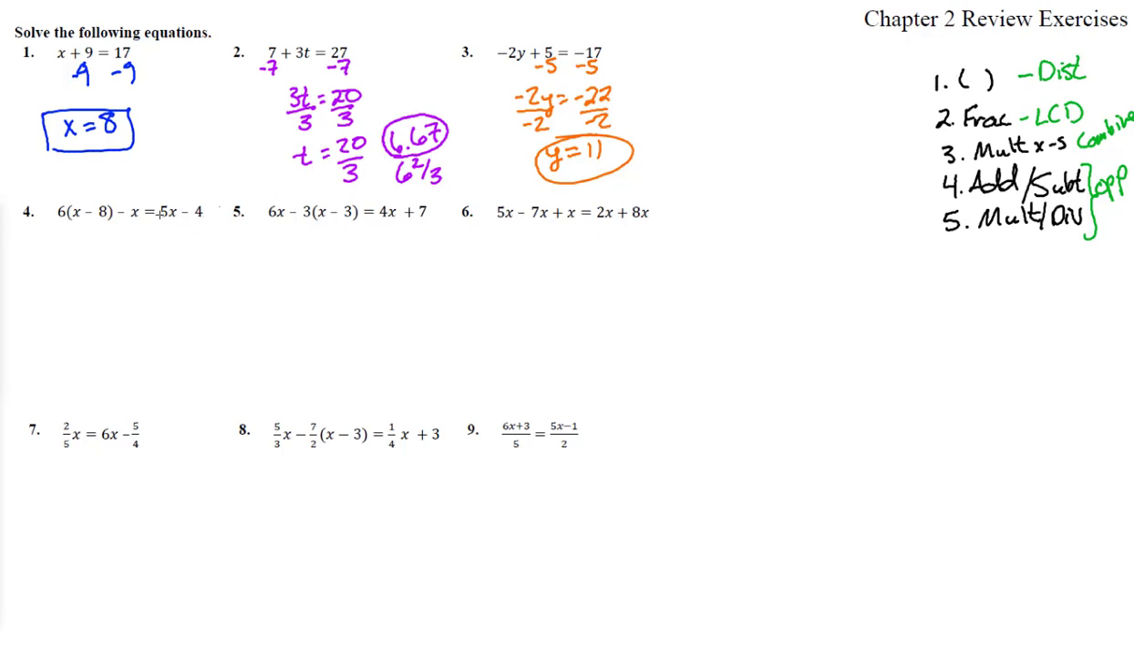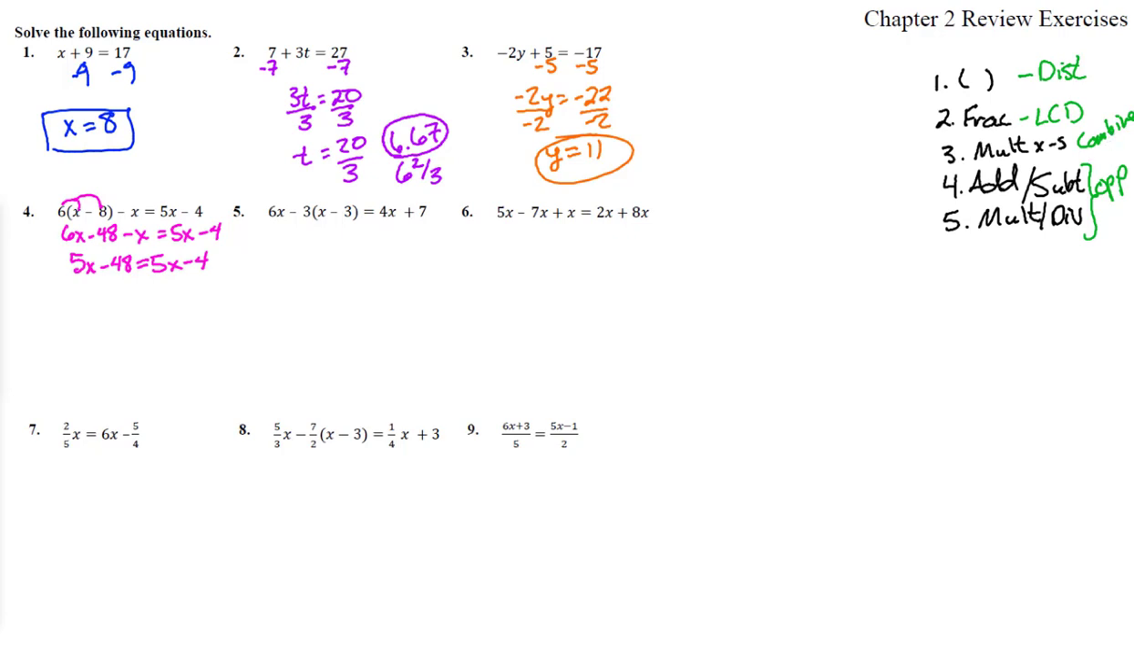Do we have any parentheses? Yes. Let's get rid of those guys. So we get 6x minus 48 minus x equals 5x minus 4. Okay, parentheses are gone. Do we have any fractions? No. Do we have multiple x's? Yeah, let me see. On the left-hand side of the equation, we have 5x minus 48 equals 5x minus 4 on the right-hand side. Okay, something's fishy here, but let's keep going.